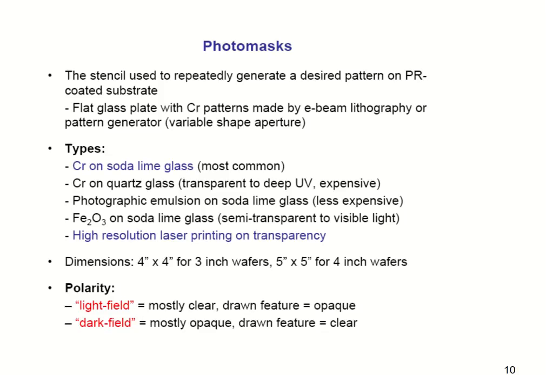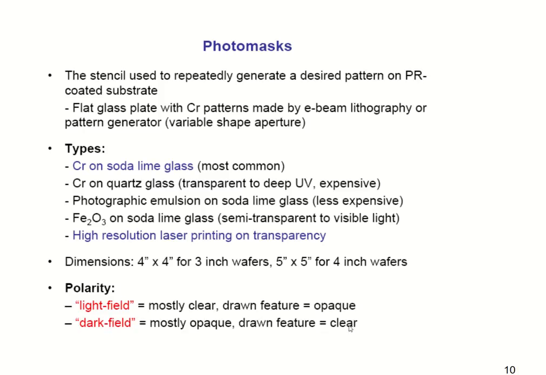So usually the shape of the mask is called light field; it looks clear because your pattern is usually less than the empty area. Okay, the other side is dark field, right? So your writing pattern becomes clear, right?